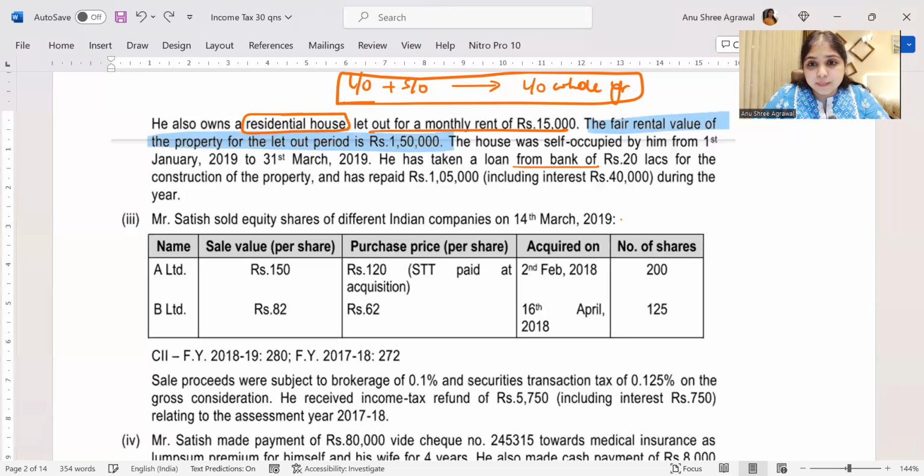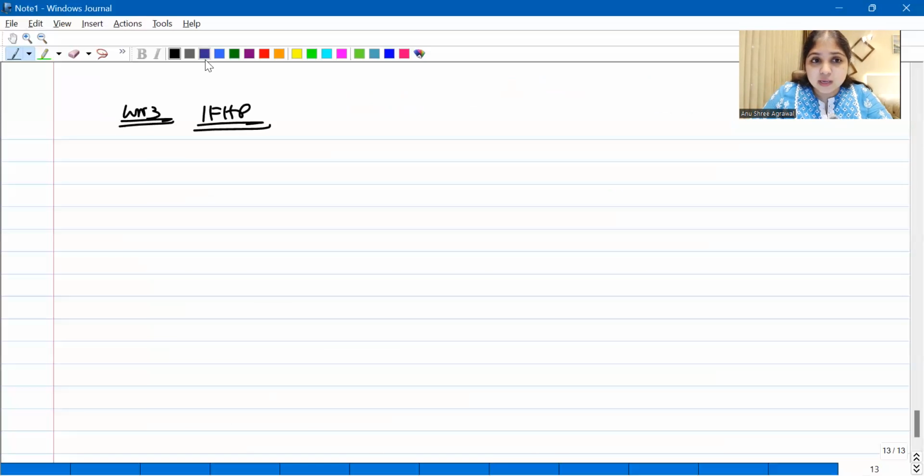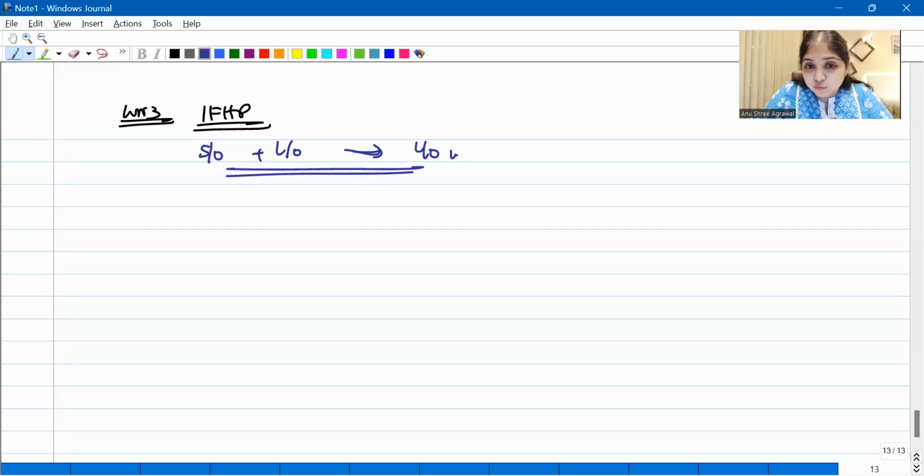Now, what happened? He has taken a loan from a bank of 20 lakhs for construction of the property. He has repaid 1,05,000, including interest of 40,000 during the year. This entire adjustment is relating to IFHP. Guys, part of the year self-occupied, part of the year let out. I'm going to treat as if it is let out for the whole year. See what I have written over here.